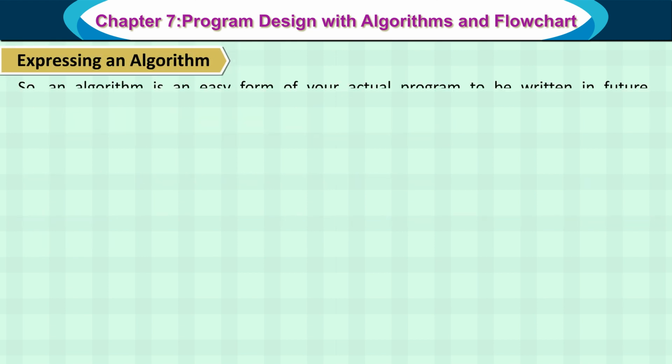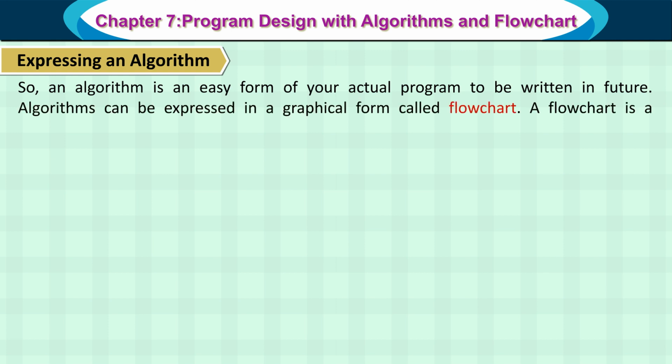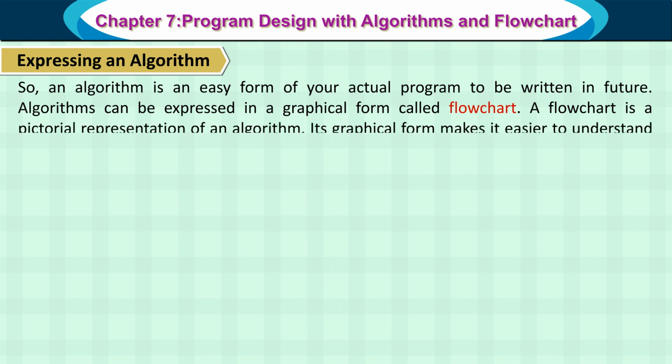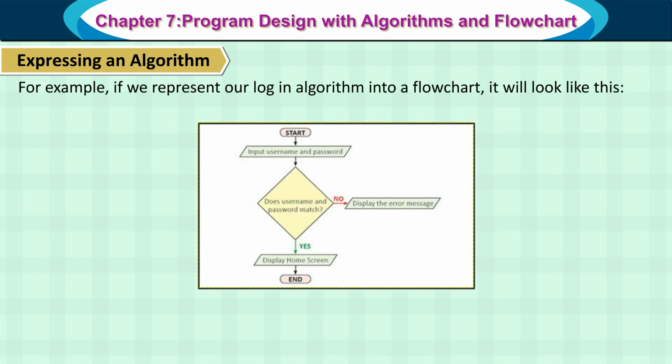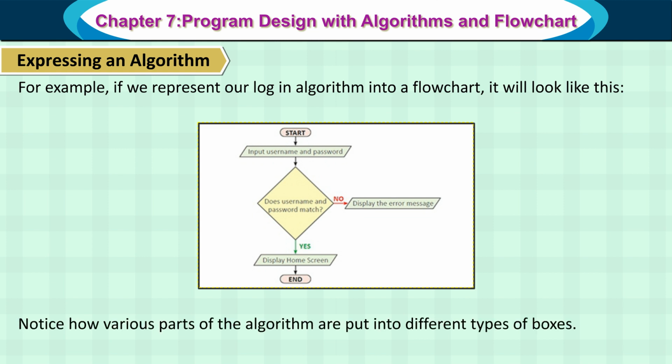Expressing an algorithm. So an algorithm is an easy form of your actual program to be written in future. Algorithms can be expressed in a graphical form called a flowchart. A flowchart is a pictorial representation of an algorithm. Its graphical form makes it easier to understand the algorithm. For example, if we represent our login algorithm as a flowchart, it will look like this. Notice how various parts of the algorithm are put into different types of boxes.